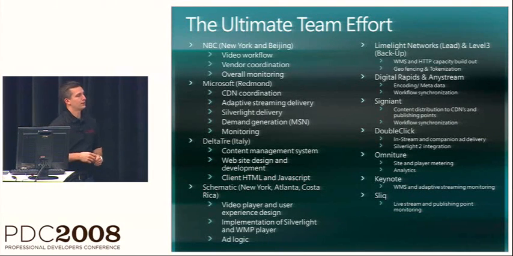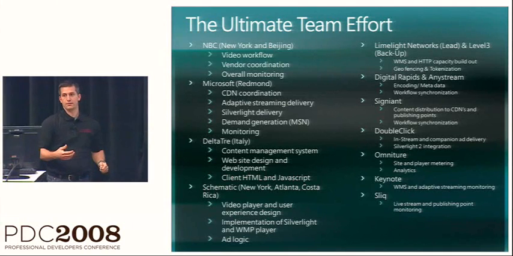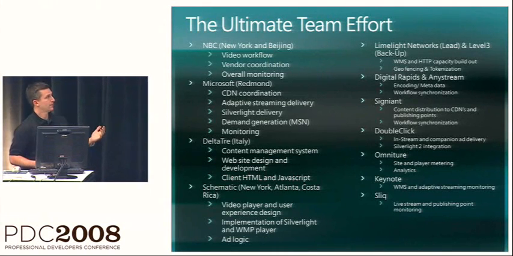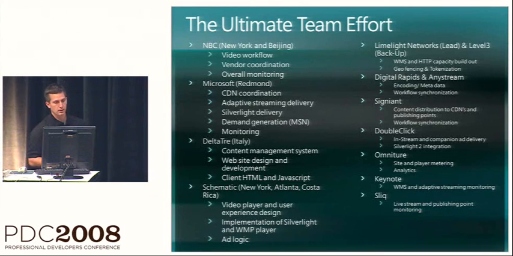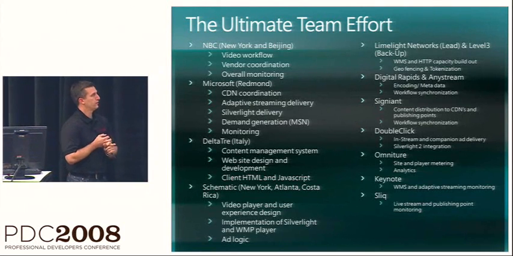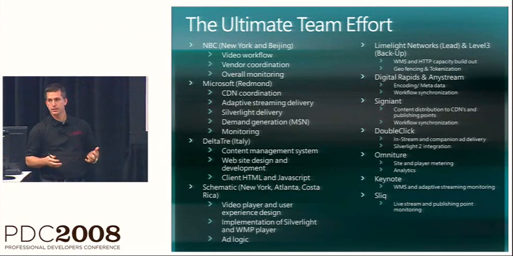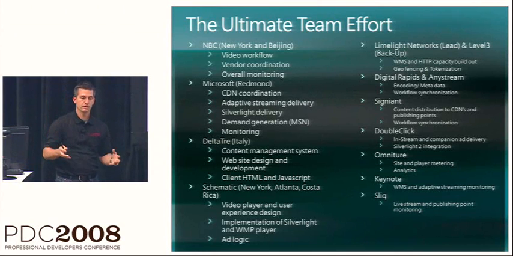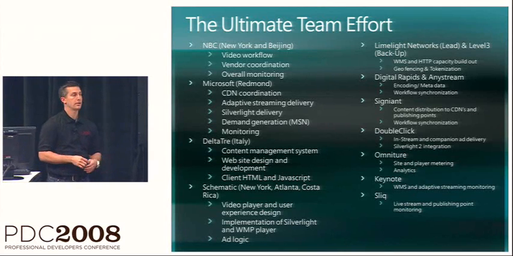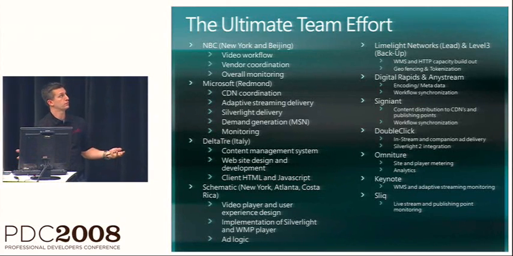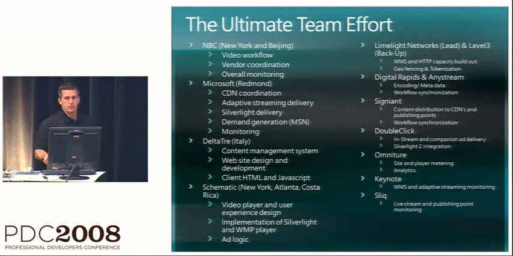Unfortunately, or fortunately, depending on how many times you got to go to Italy, we were in Redmond. NBC was in New York. They were in Italy. We had people working in LA, people working in London. It was a huge logistical problem. Schematic, they were the agency that did all of the player work. So they did the design plus the Silverlight implementation. There were things that we could still do to tweak it, but given the time, given the budget, and given the constraints we had, I thought they did a really good job of basically coming up with a simple model to expose all this new content in a way that had never been done before. We talked about Limelight and Level 3.